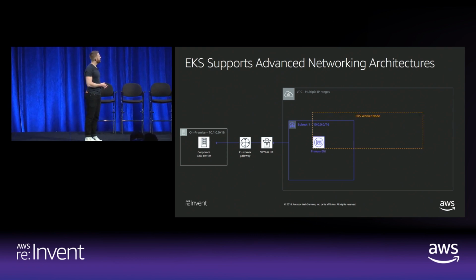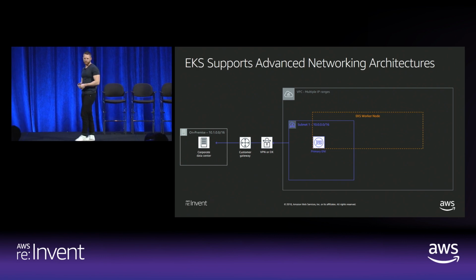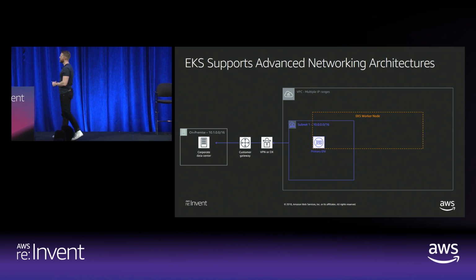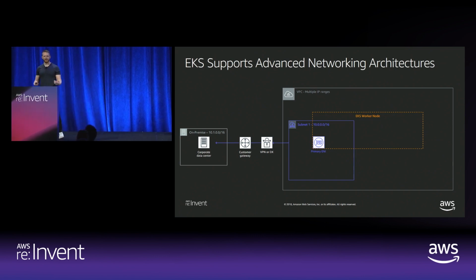So in the case where you have an EKS worker node, the primary ENI basically always remains on the primary subnet in your VPC, right? This is to make sure that the worker node can communicate using the default route table, all the default things for your primary subnets in your VPC. And this would also ensure that we have communication back over to your on-premise data center.